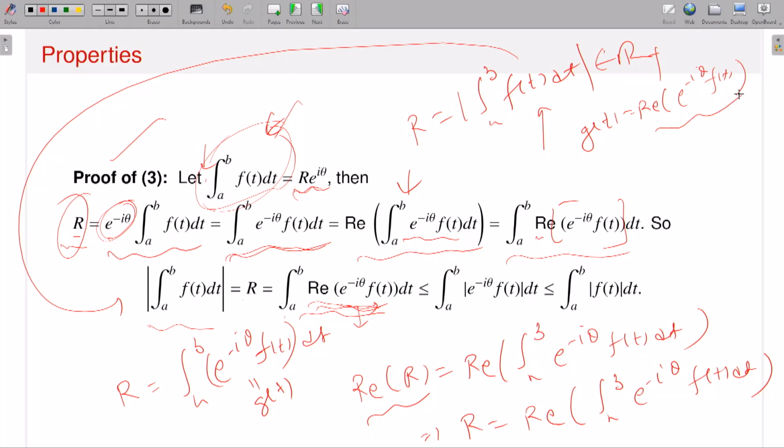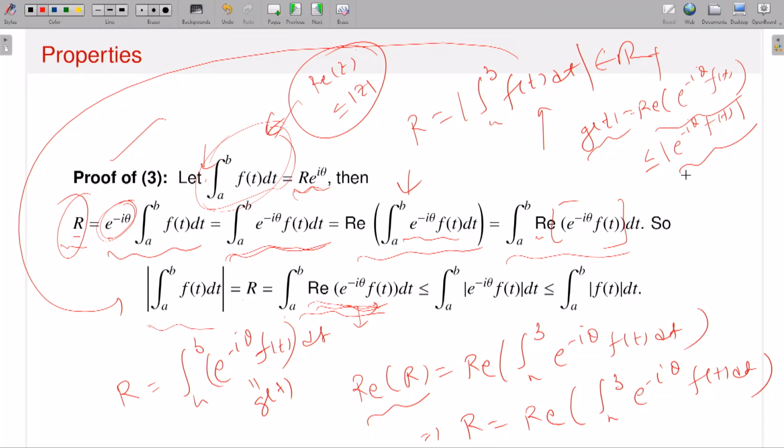So this is a real-valued function, but I know the real part of any complex number is always dominated by the modulus of the complex number. So I can say that this is always dominated by the modulus of e^(-iθ) f(t) dt. So what have I used? The real part of z is always dominated by mod z. That inequality I have used. So I have this one.